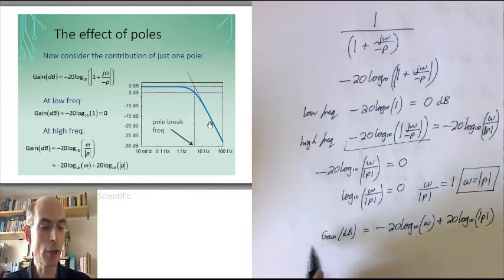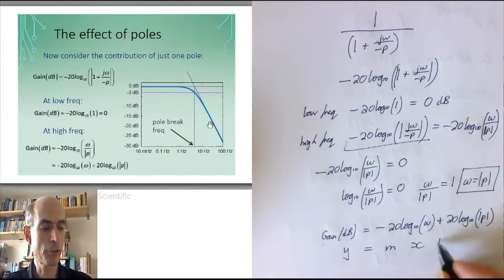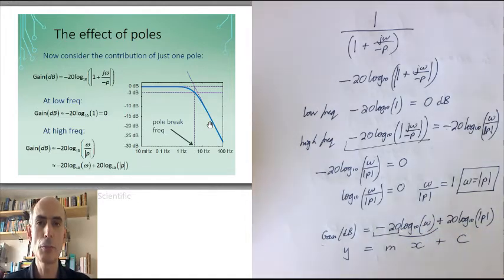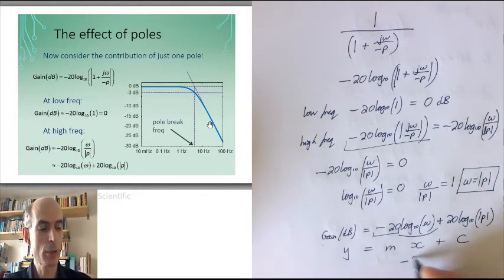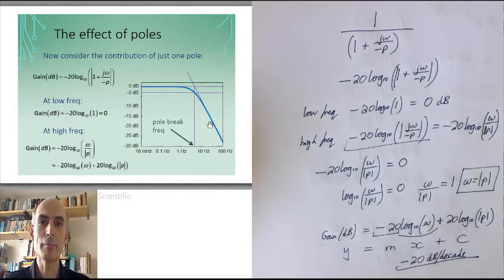And this is the equation of a straight line, y equals mx plus c, where our x-axis is the log of the frequency, and now the gradient is minus 20. So here we're going down at minus 20 dBs per decade. And that's the effect of the poles.